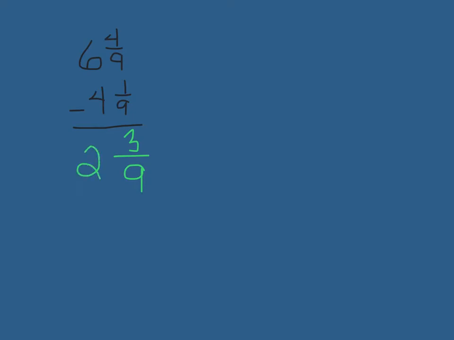So 2 and 3/9. But when I take a look at that 3/9, I know that 3 goes into both of those, so that's not in simplest form. So I bring down my whole number, and I divide both of these by 3. So 3 divided by 3 equals 1. 9 divided by 3 equals 3. 2 and 1/3 would be the answer in simplest form. Is that what you got?